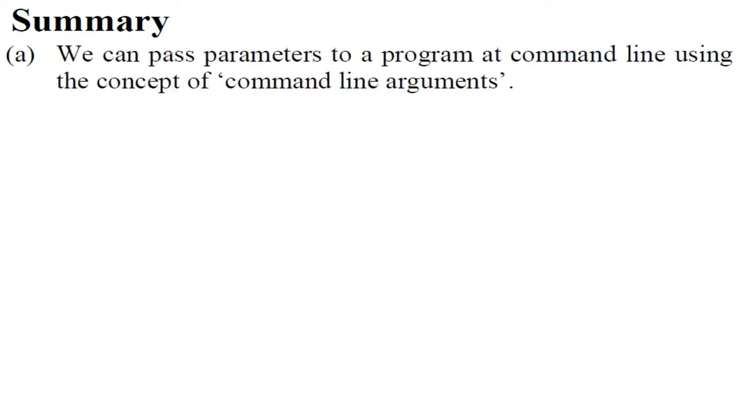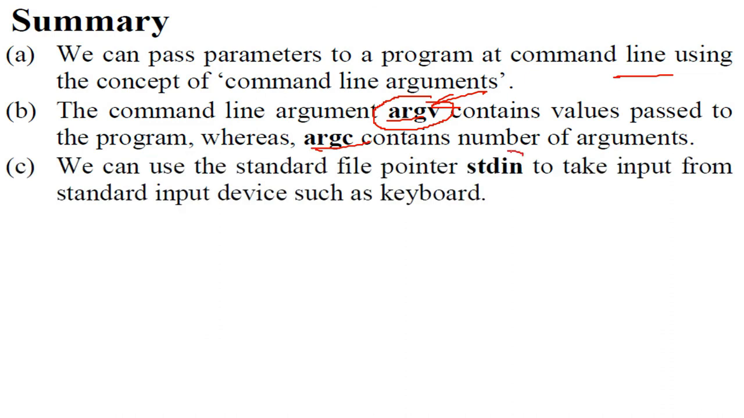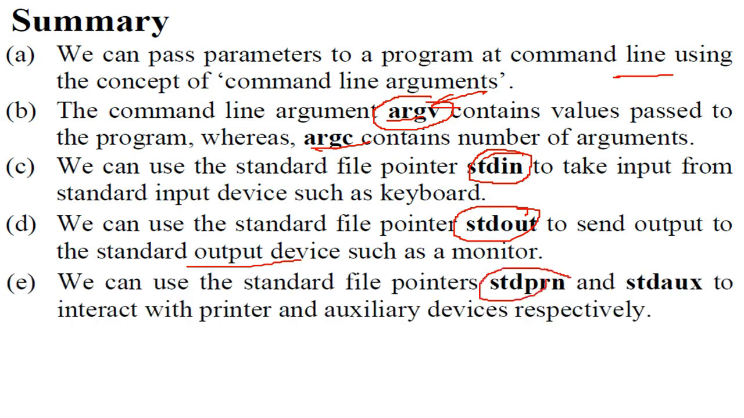So let us summarize what we have seen. We can pass parameters to the program at the command line using the concept of command line arguments. The command line argument argv contains the values passed to the program. This is an array, a pointer to character strings. argc contains the number of arguments, and we can use the standard file pointers. stdin takes input from the standard input device like the keyboard, and stdout sends output to the standard output device such as your screen or a monitor. We can use stdprn or stdaux, these standard file pointers, to interact with the printer and auxiliary devices.